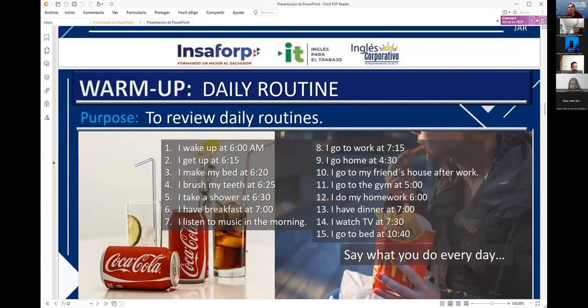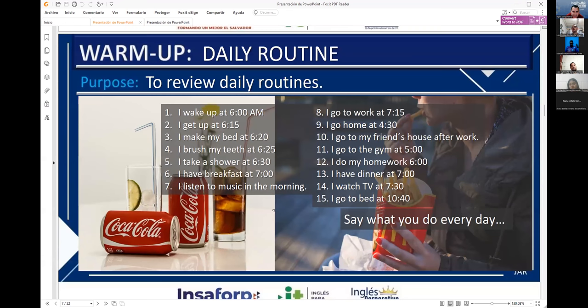Let's begin. Warm up: daily routine. Look at these examples. I wake up at 6 a.m. I get up at 6:15. I make my bed at 6:20. I brush my teeth at 6:25. I take a shower at 6:30. I have breakfast at 7 o'clock. I listen to music in the morning. I go to work at 7:15. I go home at 4:30. I go to my friend's house after work. I go to the gym at 5 p.m. I do my homework at 6. I have dinner at 7. I watch TV at 7:30, and I go to bed at 10:40. Wow, this would be very nice. Of course, this is invented. This is not true, completely unreal.